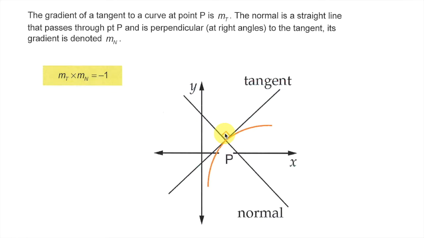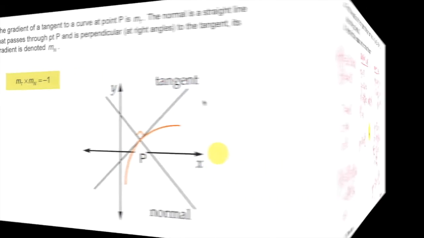And here's a little fact. If we take the gradient of the tangent line and multiply it by the gradient of the normal line, then the result will always be equal to -1. And we use this to help us establish what the tangent lines are and normal lines for various situations. And we'll work through those now.